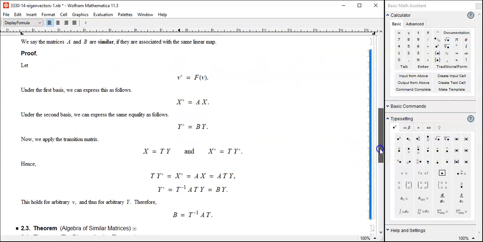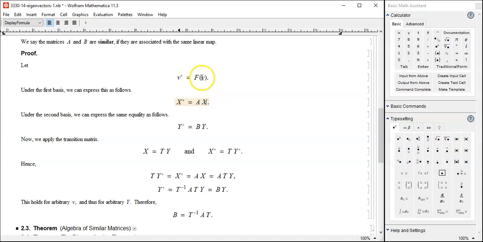Well, okay, let's see. We'll say V star is f of V. Then, with respect to the first basis, V1 through Vn, it'll have coordinate expressions. We'll call it x star. All the x's are for the first coordinate, V1 through Vn. And V, we're going to get x star equals Ax.